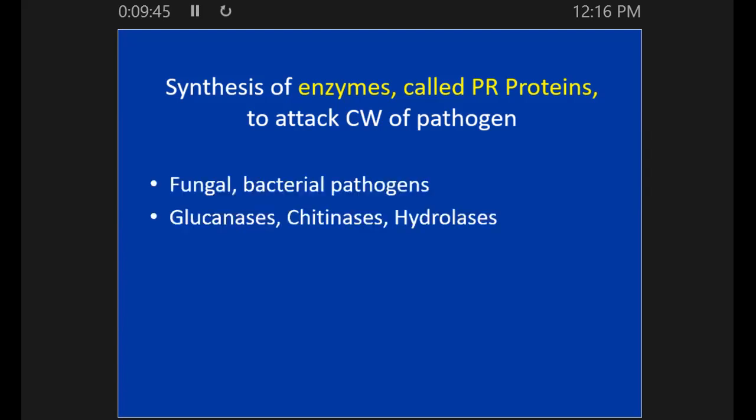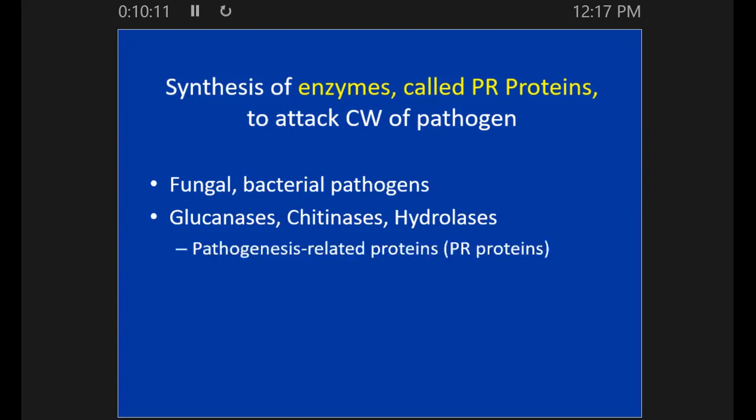And so here, the second bullet, those are some examples of what those PR proteins could be. Maybe they're glucanases, chitinases, hydrolases. So chitinases, of course, are targeted more specifically for fungi, because fungi have chitin in their cell wall. Bacteria don't have chitin. But just trying to give you a couple of examples.